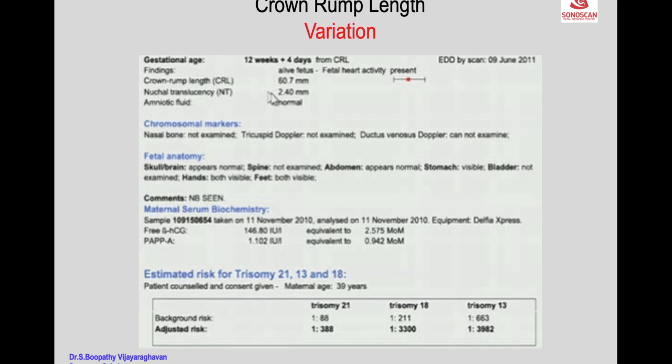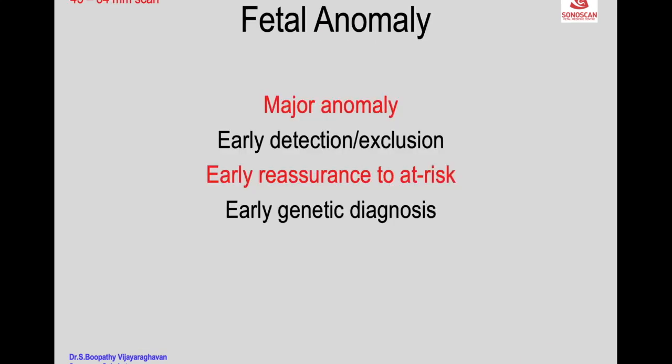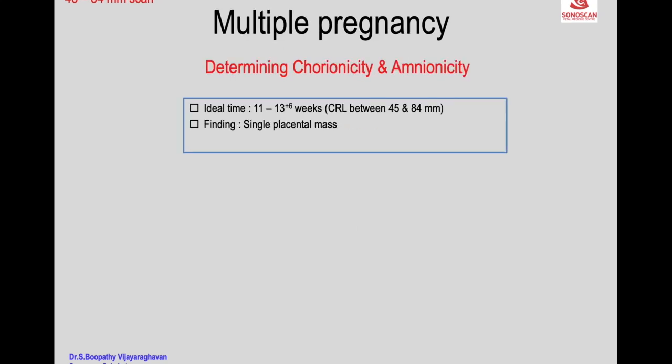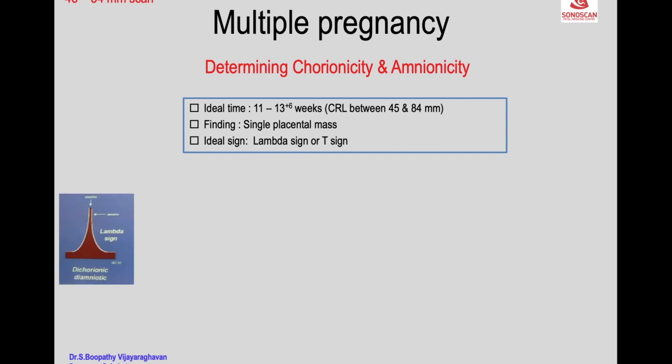So here you see the nuchal translucency 2.4, the free beta, and early genetic diagnosis, and easier termination because of the period of gestation. But the limitations of fetal anomaly diagnosis, we have to look for the lambda sign or the T sign to determine the chorionicity.